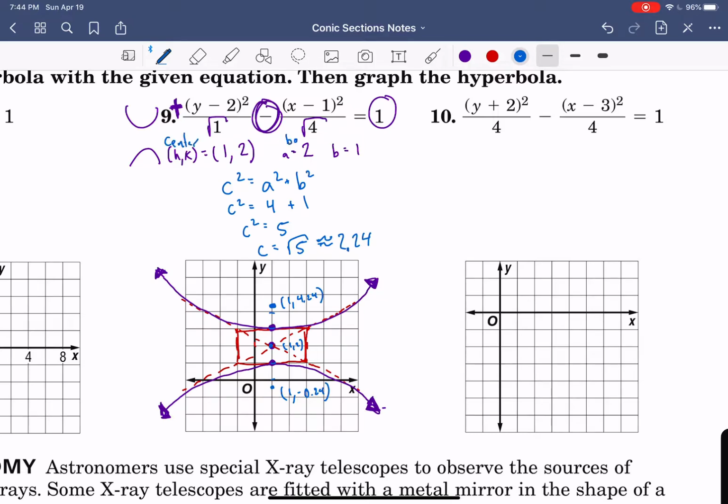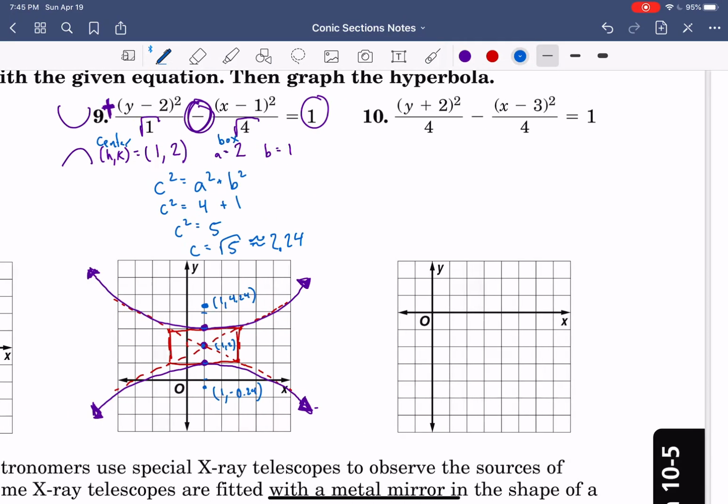Step 2, we drew our box using a and b. Step 3, we connected the opposite corners of the box to draw our asymptotes. Step 4, we drew our hyperbola curves by being careful about which way it opened and connecting the vertices on the box to the asymptotes. And then we did our math to actually figure out where the foci were. So let's try to do another one.